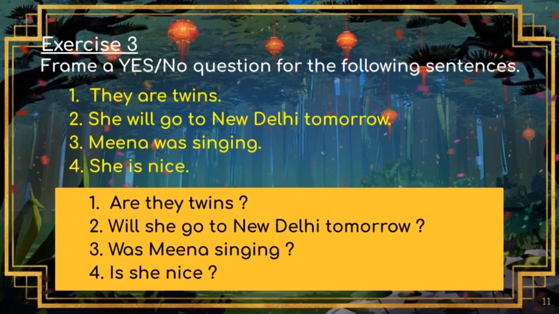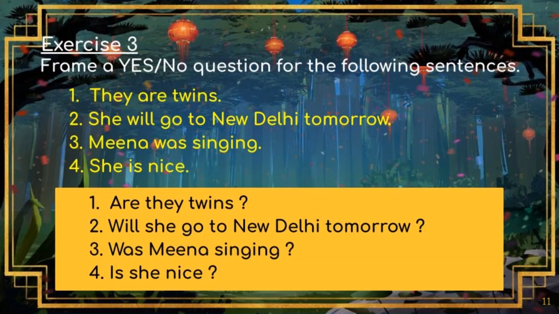Students, now we are going to do the third exercise, that is frame a yes or no question for the following sentences. Students, for this exercise also, before doing the exercise, read the heading properly and read the sentences properly and clearly. And then you can start the exercise. Okay, students, look at the first one.